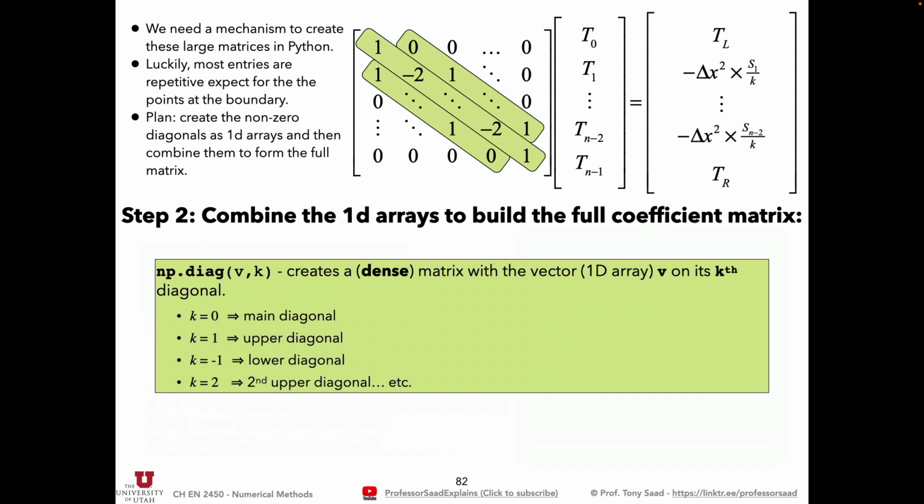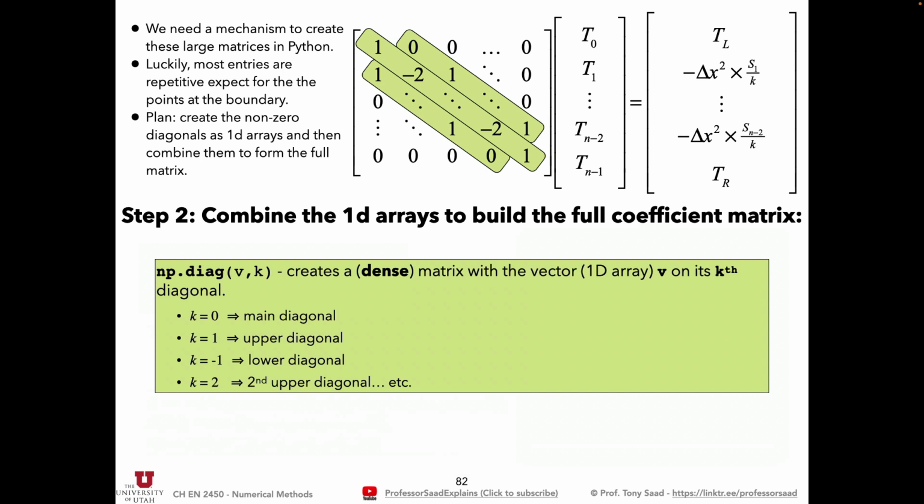How does it deduce the size? It figures that out by itself, because if I'm placing 5 points on the main diagonal, it automatically knows that the matrix is going to be 5 by 5, right? Because the main diagonal has n equal 5. If I'm placing 5 entries on the first upper diagonal, then the matrix will be 6 by 6, right? It knows that automatically internally, okay?